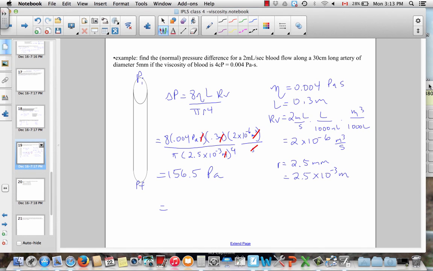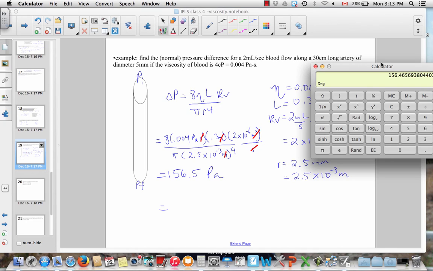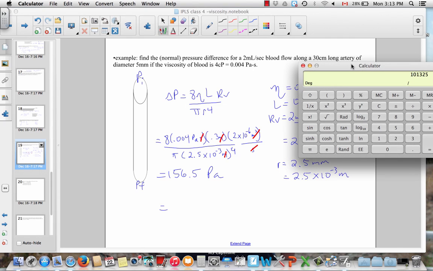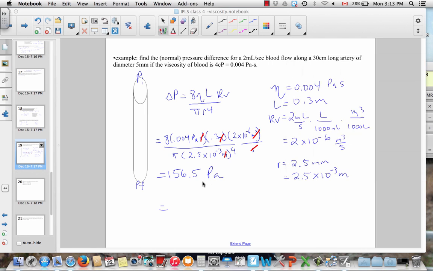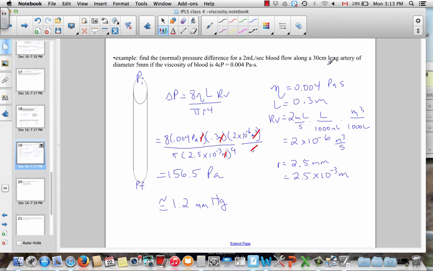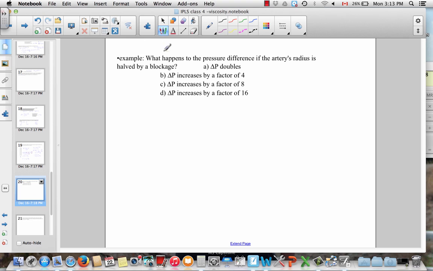In terms of blood pressure, it's nice to take that number and then express it in millimeters of mercury. So we've got 156 pascals. We divide by 101,325, and then we multiply by 760 to make it millimeters of mercury. And so you see that's about 1.2 millimeters of mercury, a drop over that 30 centimeter long distance, which is about, say, mostly the length of your forearm. So you expect a certain amount of pressure drop as the arteries carry blood away from the heart due to viscous friction.